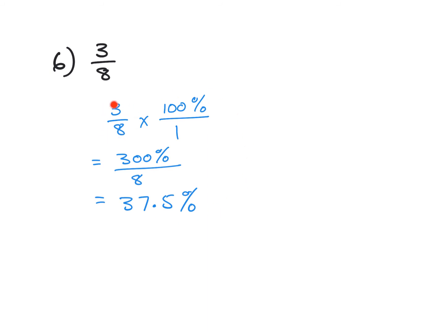So 3/8 multiplied by 100% over 1. 3 multiplied by 100% gives me 300%, and 8 multiplied by 1 gives me 8. I then simplify this fraction. How many times does 8 go into 300? Well, it goes in 37.5 times, and not forgetting my percentage. Hopefully you got that right, and if you did, well done.